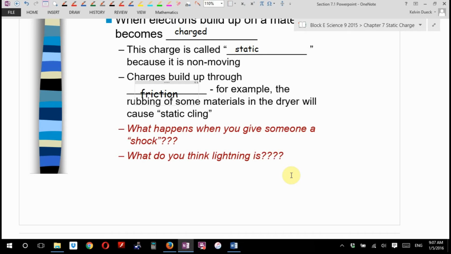What do you think lightning is? Static charge on a very, very large scale. Lightning is the static charge building up so much that those like charges, electrons, repel each other so much that finally they'll jump and they'll no longer be static. They'll generate a current. We'll get to that later.